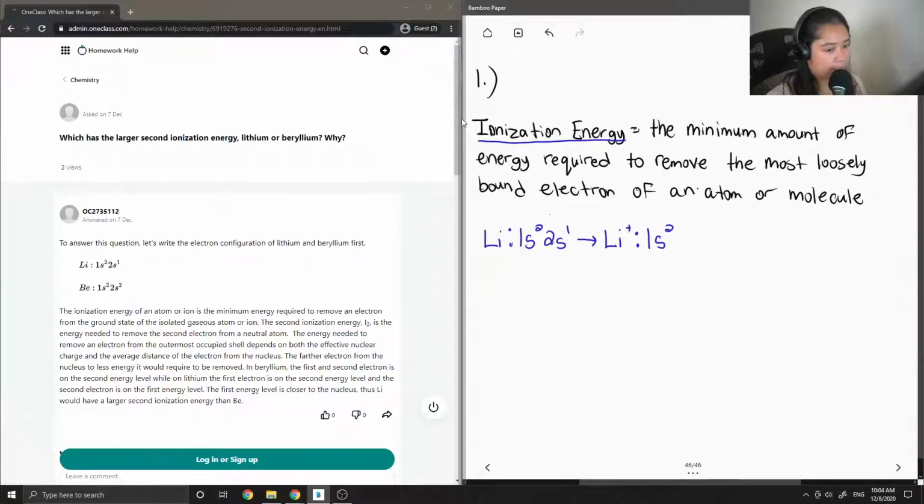So the question is asking for the larger second ionization energy. As you can guess, when you have a second ionization energy, this is the removal of a second electron. So if we were to remove a second electron, it becomes lithium 2+, and its new electron configuration is 1s1.